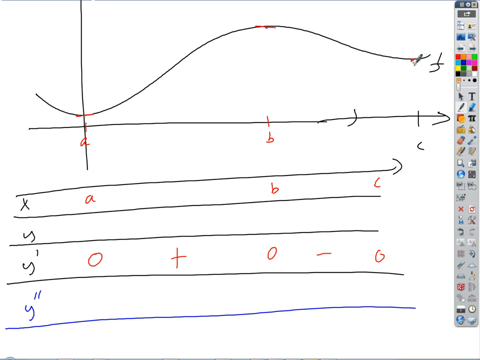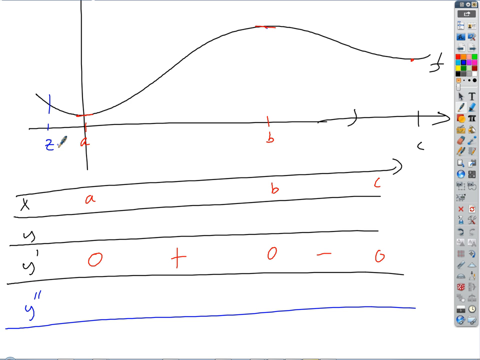Let's look at the second derivative. The second derivative is really just the rate of change of the first derivative. So think what this is going to look like. If we start just right here, at some point, let's call this one Z. If we start at Z and move to the right, I want you to tell me what's going on. What is the rate of change of the first derivative as we move to the right? As x increases, what's happening to the first derivative?